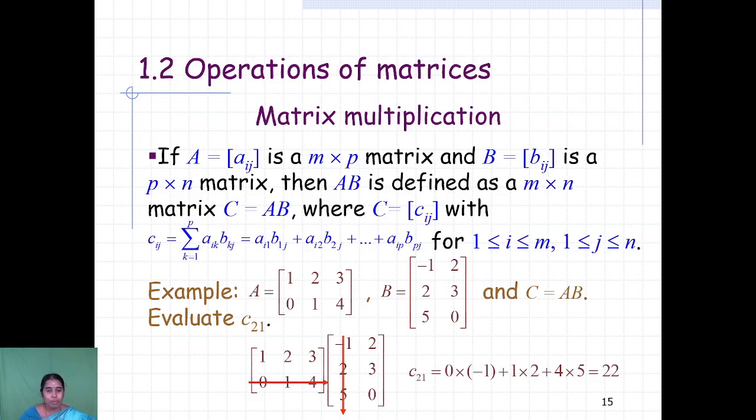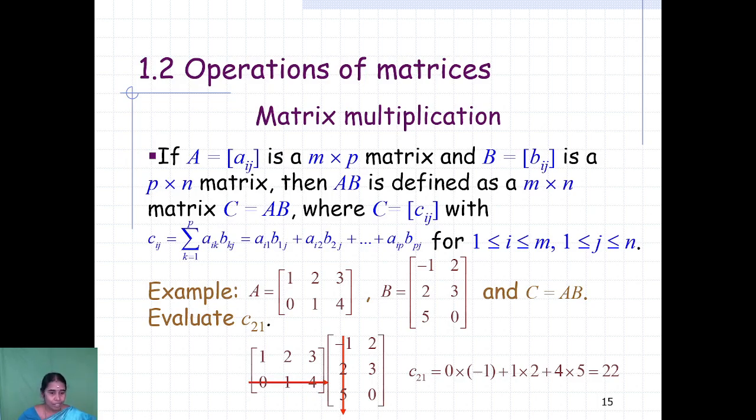It means the two matrices can be multiplied only if the number of columns of the first matrix is equal to the number of rows of the second matrix. Then only matrix multiplication is possible. Example, let A be equal to 1, 2, 3, 0, 1, 4 and B be equal to this. Then we have to calculate C as A into B.